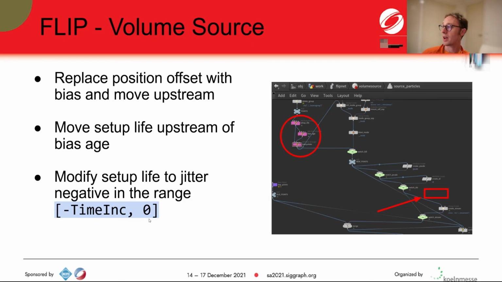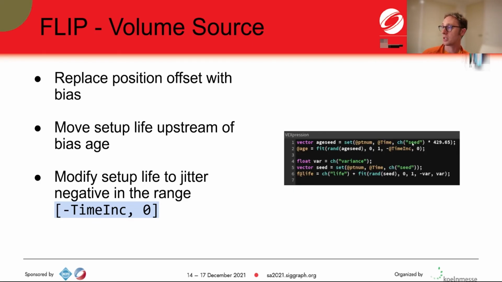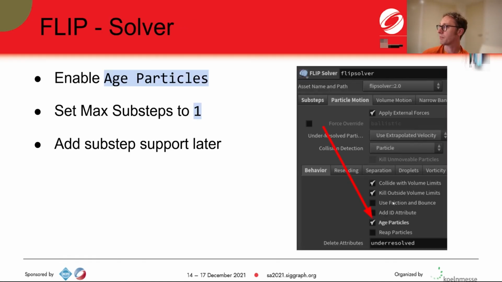And then we're going to modify setup life to give us an age that is between negative time inc and 0 again. One thing to note here is that we're going to use a different seed for age. If you look at the setup life in the pop source, it uses the same seed for age and life, and it's a little strange that there would be a relationship between how long something will live and its initial age. It's not too big of a problem, but I recommend making a different age here.